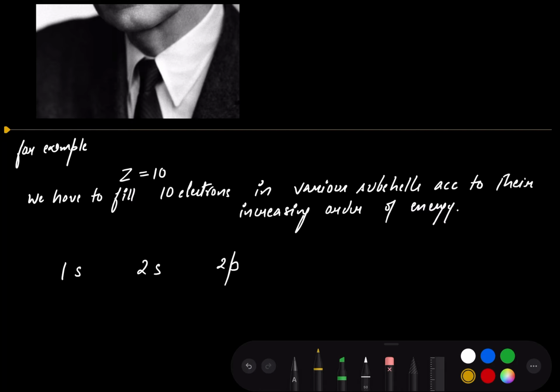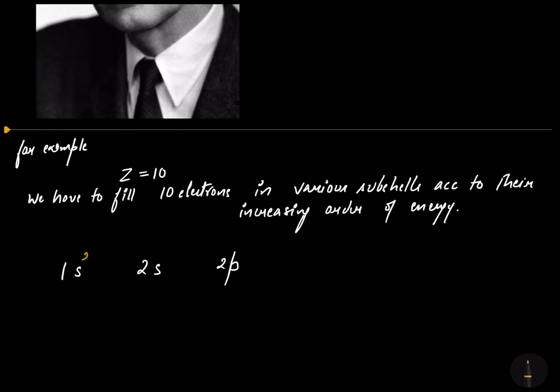We know that an s subshell has a maximum of 2 electrons, so 1s will have 2 electrons. Then it is the turn of 2s. Again it's an s subshell, so it will have a maximum of 2 electrons. Then it is the turn of 2p. Now 2p has 3 orbitals, so it will have a maximum of 6 electrons.